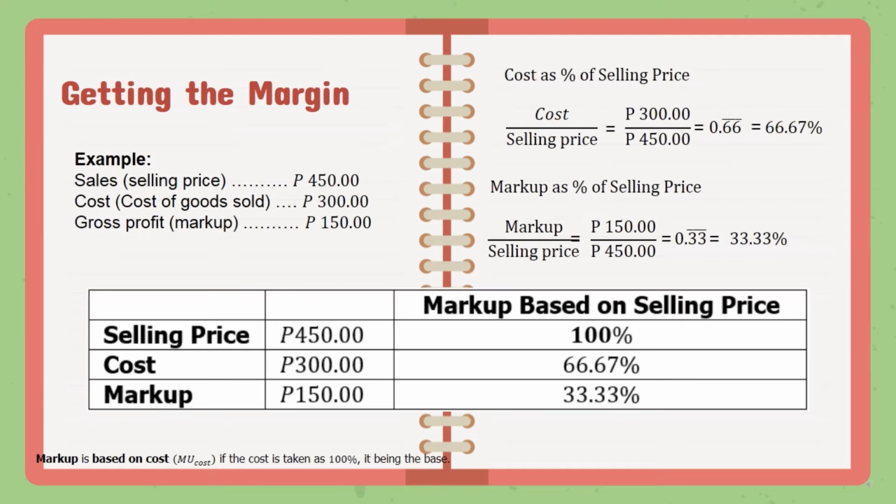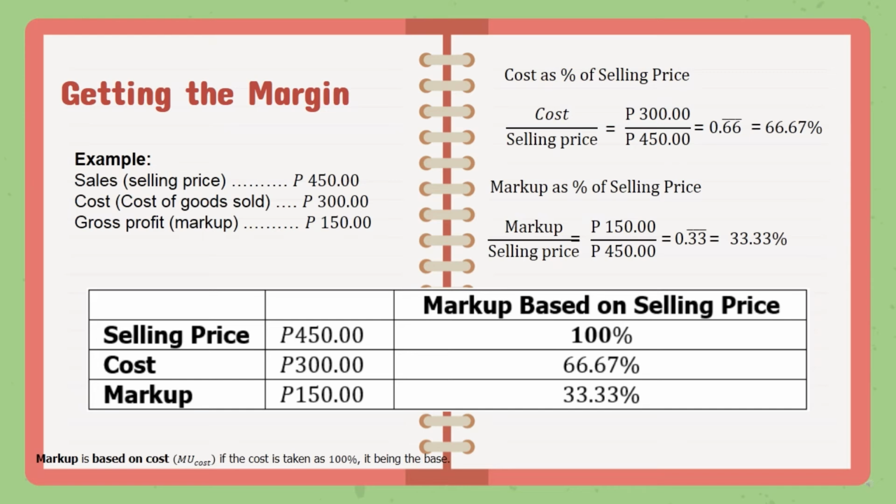Next, we will solve how to get the markup based on the selling price, or simply margin. A while ago, we referred to margin as part of the selling price. In order for us to arrive at the selling price, we add the markup to the cost. Thus, cost and markup are both portions of the selling price. And when markup is referred to as part of the selling price, it is what we call the margin. So let us now use the example from a while ago. We have your selling price as 450, your cost, which is 300, and your gross profit or markup as 150.